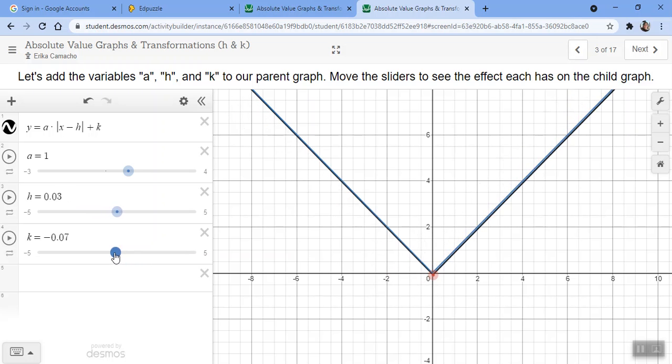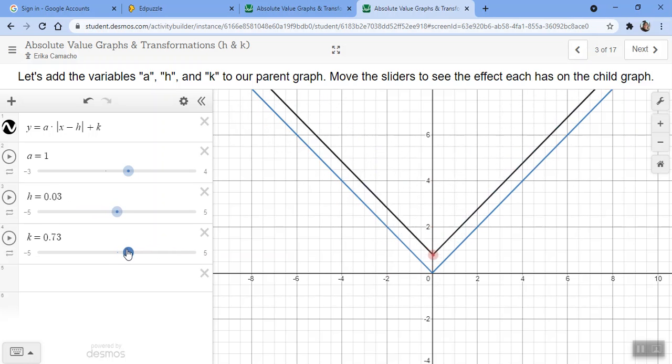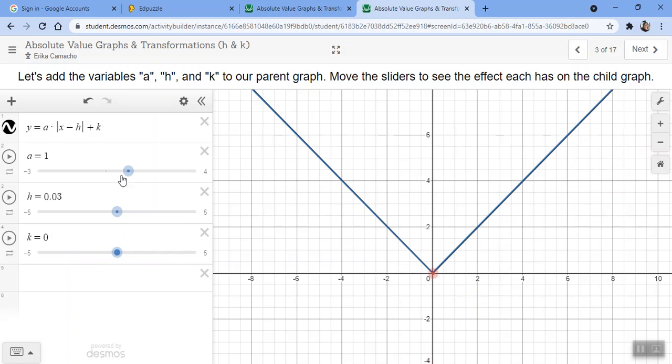If I move the k, notice how my function goes up or it goes down. That's changing the value of k here at the end.